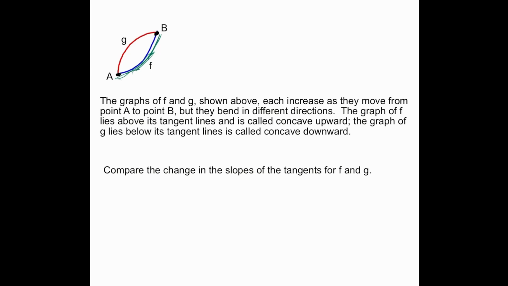Graph g lies below its tangent lines. So anywhere I were to draw a tangent along g, the function will be below the tangent line. This is concave downward, or the frowny face, or the water will dump out. Let's compare the change in slopes of the tangents for f and g. So for g, what's happening to the slope as we go from A to B? Well, the slope is increasing as we go from A to B.